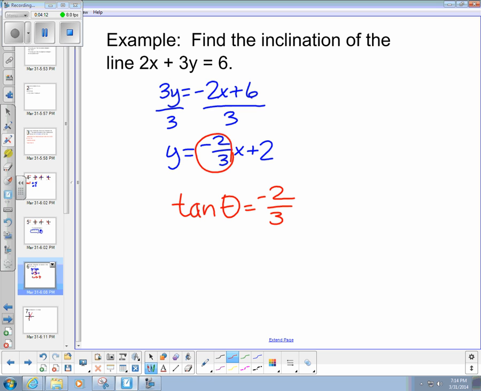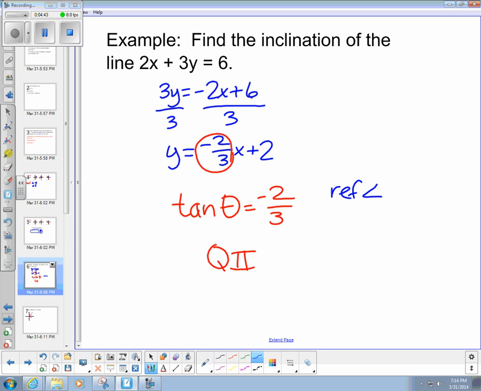Okay, now recall that theta has to be between 0 and pi, which means you're either going to be in the first quadrant or second quadrant, and tangent is negative in quadrant 2. So we need our answer to be in quadrant 2. If that were positive, then our angle would be in quadrant 1. Okay, 2/3, we can't do that using our hand trick. It's not going to be a special angle, so we're going to have to use the calculator to get the reference angle.